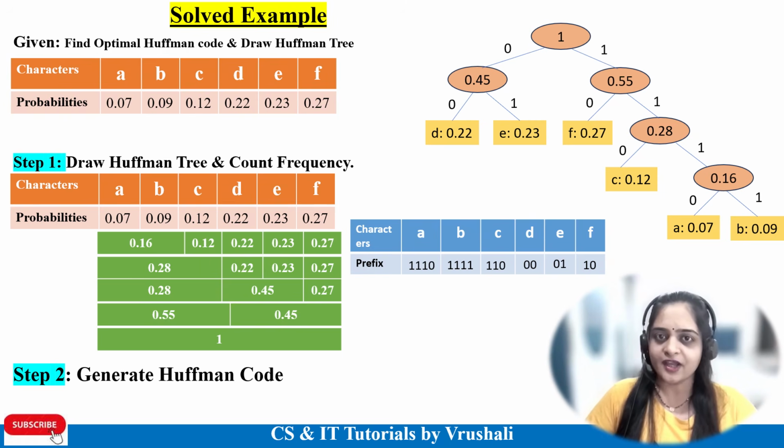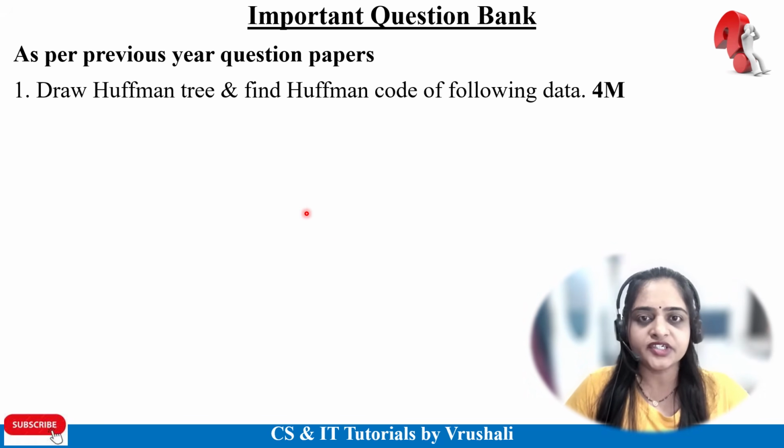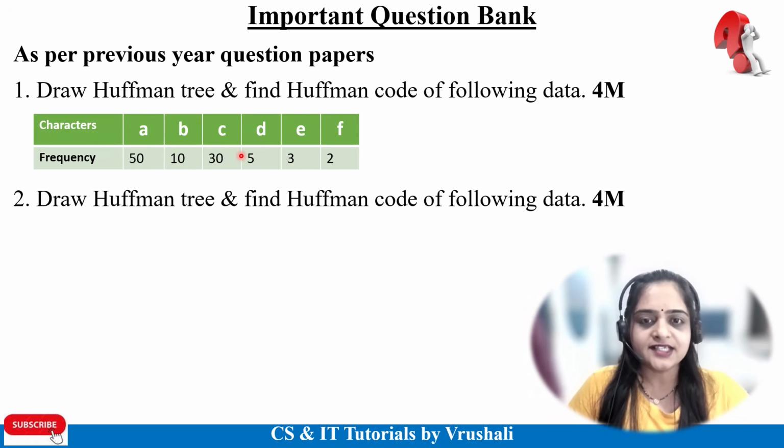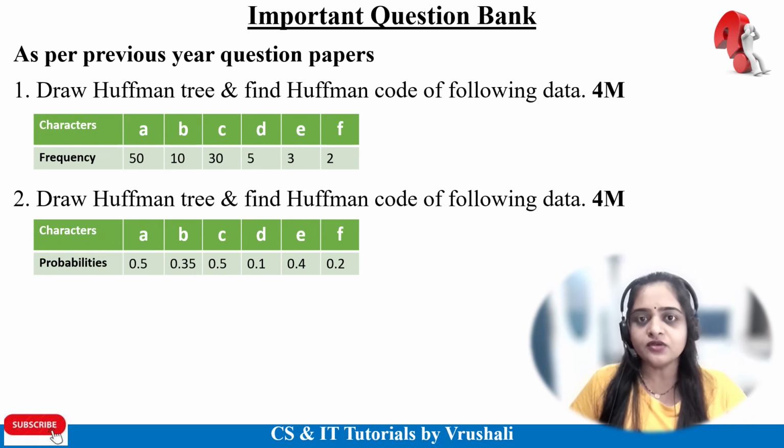So practice it accordingly. Now, as per previous year question papers, they ask questions like: draw the Huffman tree and find the Huffman code, for 4 marks. And this data is given. Here they mention all the data in integer numbers, right? Again the same question, second, and data is given. So I suggest you practice all these three examples and get ready for the exam.